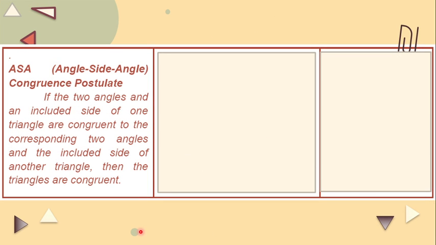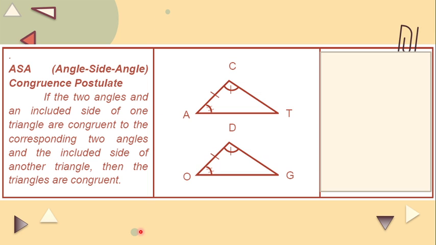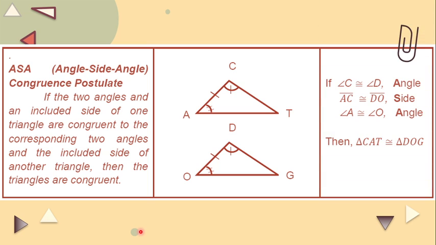Next is the ASA, or the angle side angle congruence postulate. It states that if two angles and an included side of one triangle are congruent to the corresponding two angles and the included side of another triangle, then the triangles are congruent. So this is the illustration or example ng angle side angle postulate. And ito yung mga parts na congruent. Angle C is congruent to angle D. Side AC is congruent to side DO. And angle A is congruent to angle O. So, ayan, we have here angle, side, and angle. Then, triangle CAT is congruent to triangle DOG.